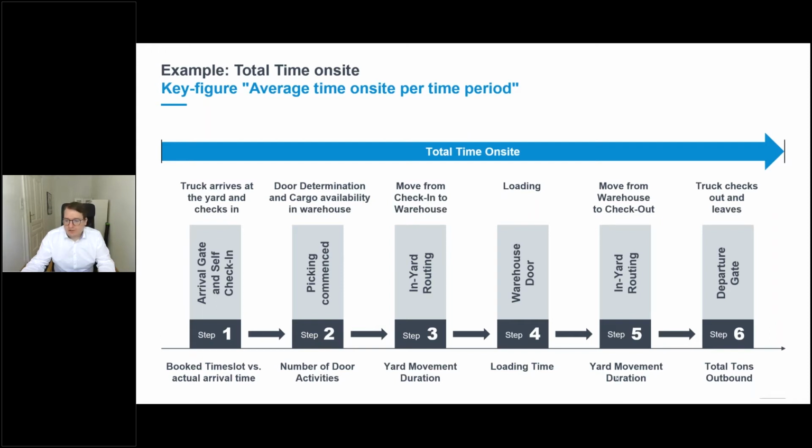Then once again, the movement to the checkout would give us the in-yard routing duration. How long does it take an external truck to get from the premises to the checkout lane? And of course, after the final step, we would see the key figure of total tons outbound. So what was actually shipped from the yard throughout the day or throughout the time period.